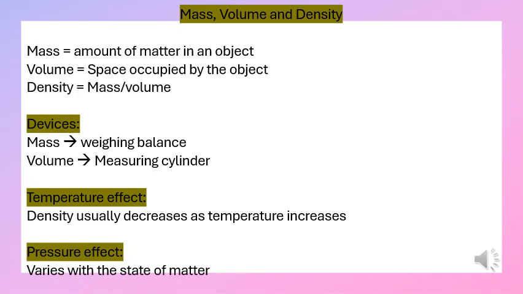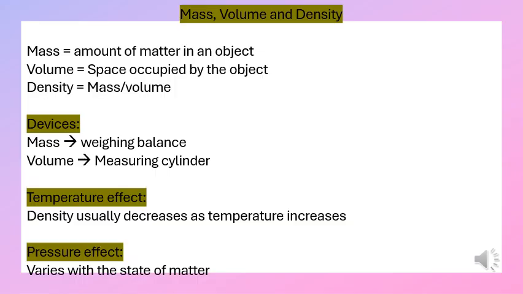Temperature effect. As temperature increases, density usually decreases. That is why hot air rises, it is less dense. And the pressure effect. It depends on the state of matter. Gases are most affected. More pressure can squeeze them into smaller volumes, increasing their density. So, whether you're floating in water or flying in air, mass, volume, and density are always at play.